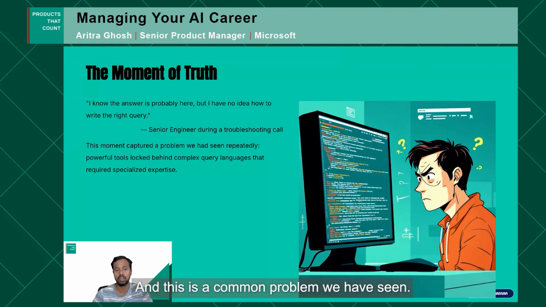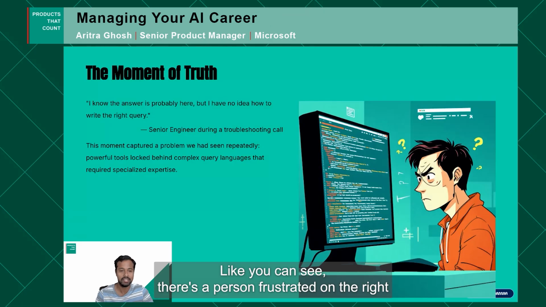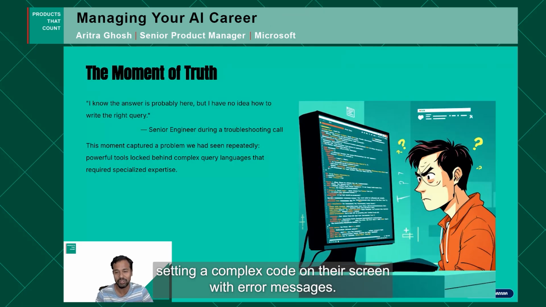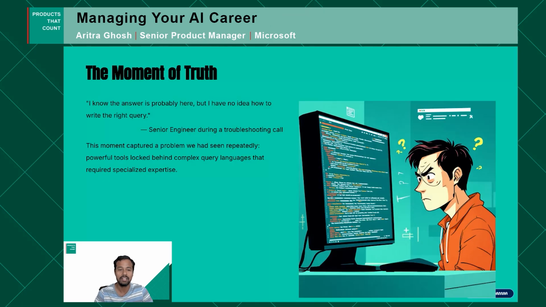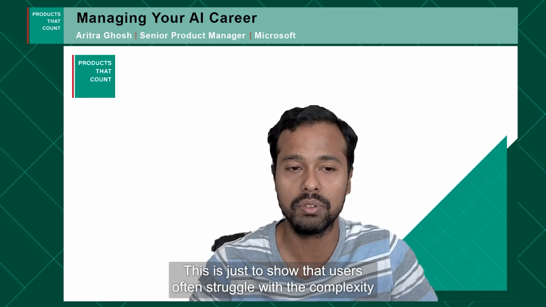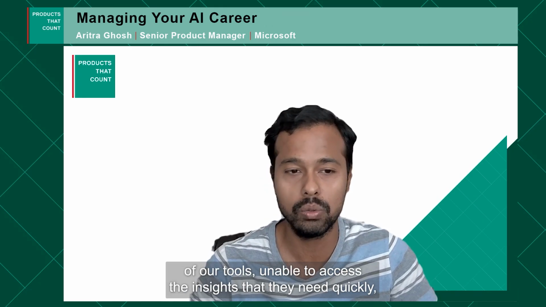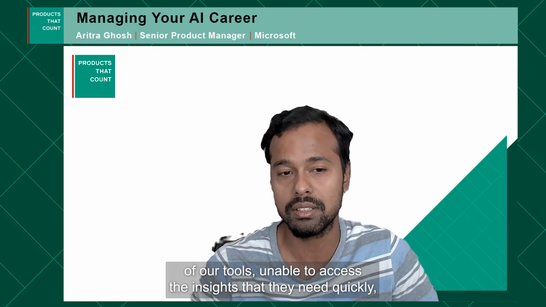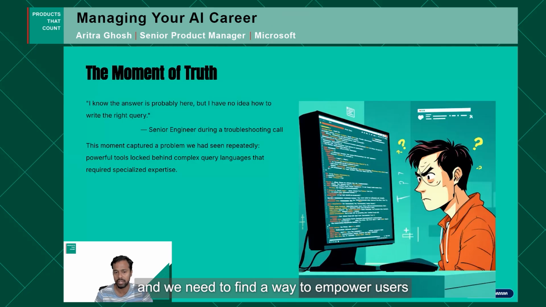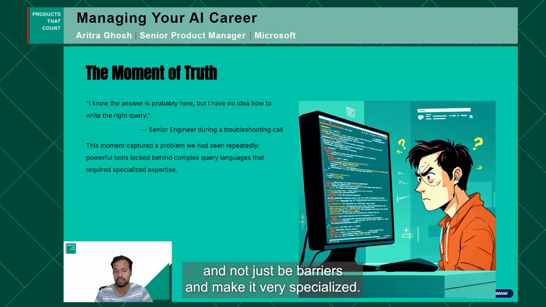And this is a common problem we have seen. Powerful tools locked behind complex query languages and that require specialized expertise and training. Like you can see, there's a person frustrated on the right staring at complex code on their screen with error messages. This is just to show that users often struggle with the complexity of our tools, unable to access the insights that they need quickly. And we need to find a way to empower users and not just create barriers and make it very specialized.